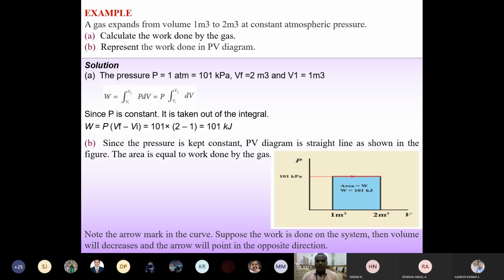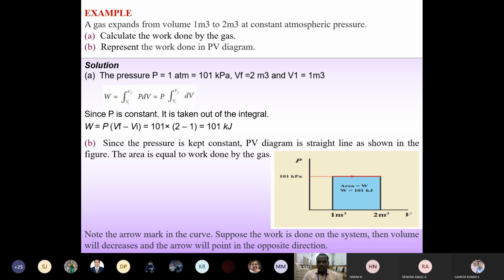Right. Let's start with the solution. The pressure here is atmospheric pressure, that is 1 atmosphere, 1 atm, that is 101 kilopascal, and V final is 2 meter cube, V initial is 1 meter cube, right? Then we can have the equation W is equal to the integral from VI to VF of P dV. Here P is constant, so we can take the P outside. So we have the equation P times the integral from VI to VF of dV.